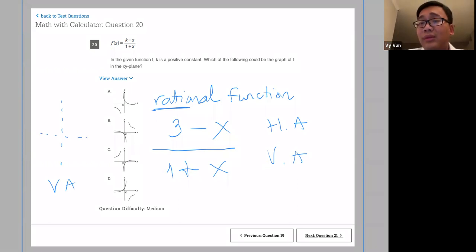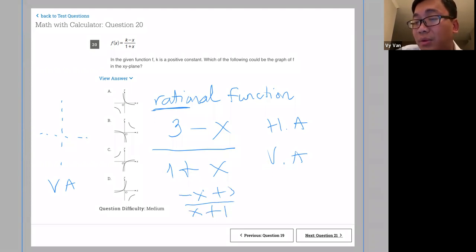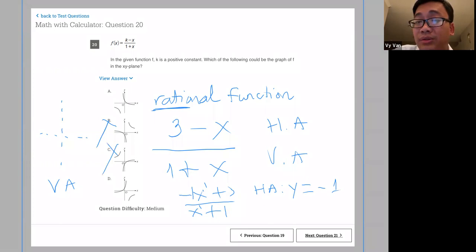First of all, for the horizontal asymptote, let's rewrite this as negative x plus 3 over x plus 1. Since the degrees for the numerator and denominator are both 1, and when the degree is the same, the horizontal asymptote is easy. It will be the ratio of the coefficients of x. So here it is negative 1. So the horizontal asymptote will be y equals negative 1. So we know this is wrong. We know this is wrong. Only 2. So this is negative 1 right here. This is also negative 1.